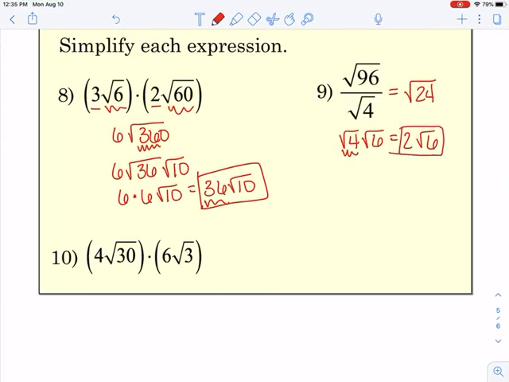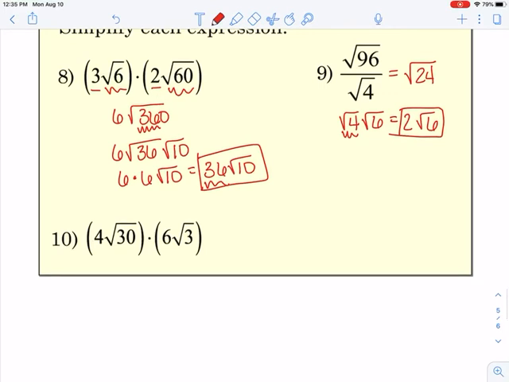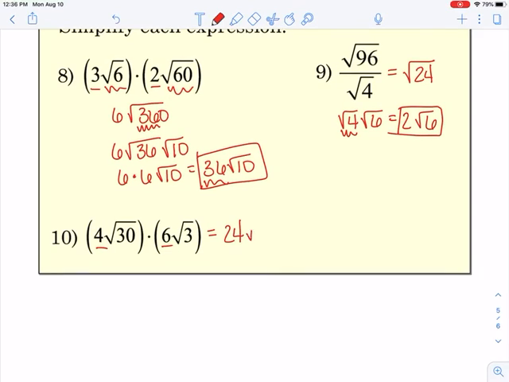Okay, and then lastly for number 10, I have 4 radical 30 times 6 radical 3. And again, the first thing that we'll do is multiply our 4 times 6. That'll give me an answer of 24. And radical 30 times a radical 3 is going to be a radical 90.